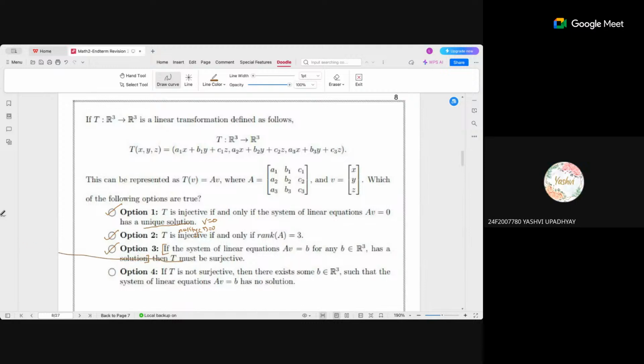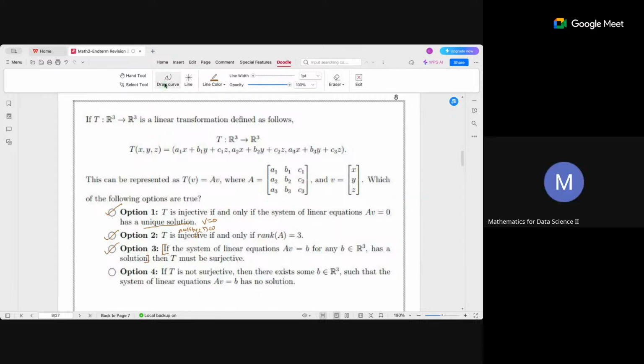Yes, ma'am. Sorry. Here, since it is from the same dimension and injective, it implies again surjective. Sorry, what was the question here? Ma'am, can you please explain this option again?